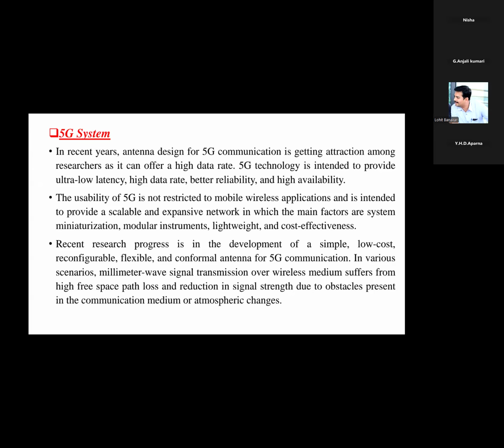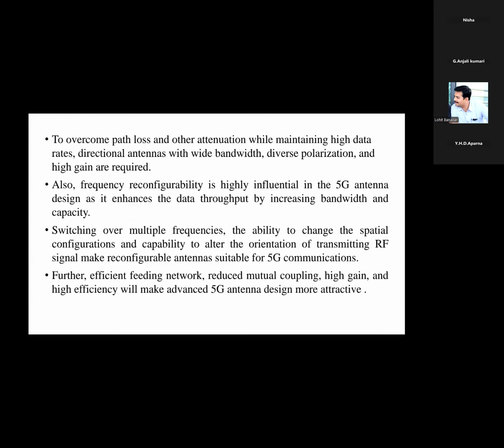In various scenarios, millimeter wave means our operating frequency changes from 22 GHz to 46 GHz, because 5G communication is categorized into low range, mid-range, and high range. The high range is from 22 GHz to 46 GHz, mid-range is 3.2 to 4.2 GHz, and lower range is below 3.5 GHz. These are used in 5G systems to overcome path losses and other attenuation while maintaining a high data rate. Directional antennas with wide bandwidth, diverse polarization, and high gains are required.